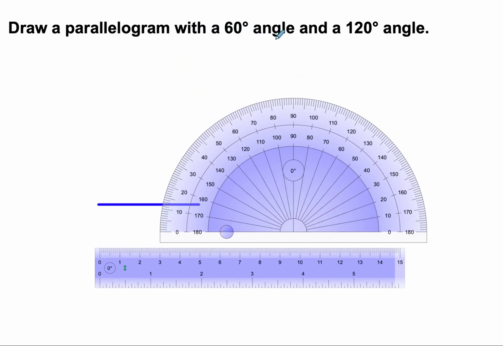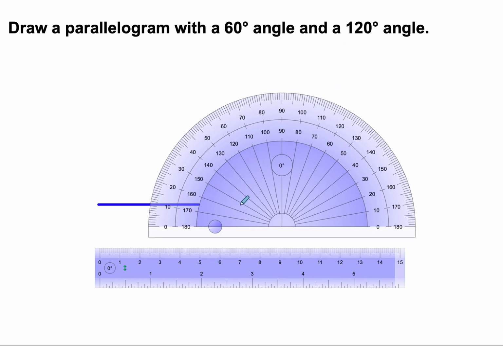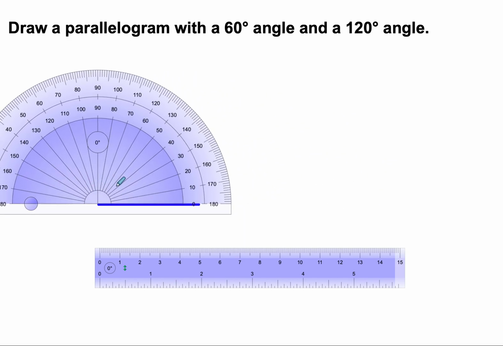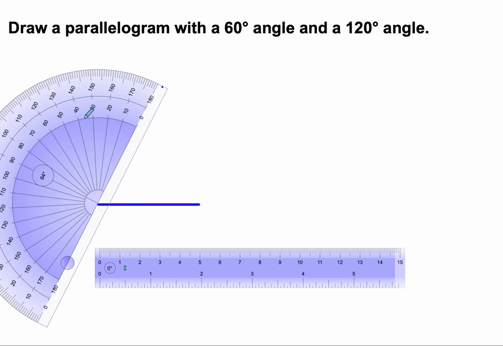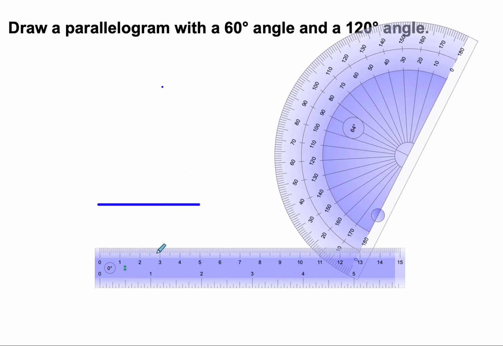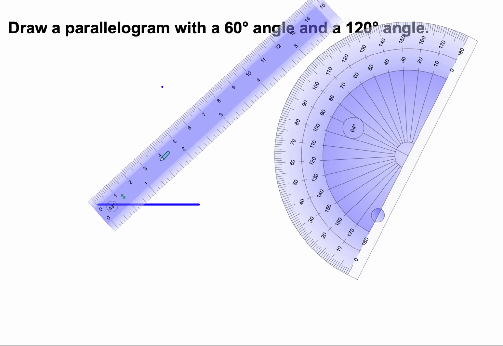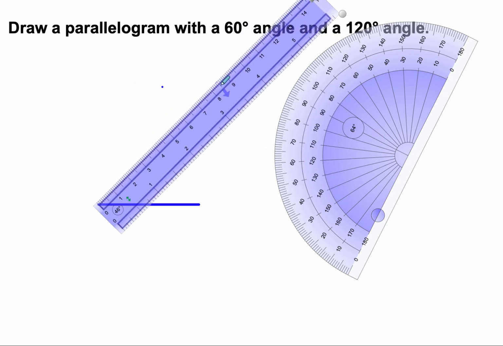All right, we need a 60-degree angle and a 120-degree angle. So just like with the triangles, you're going to take your protractor and line it up at the end of that line segment. You're going to find where it says 60 degrees and make a mark. We're using the 60 on the bottom because our angle is on the right side. Now we're going to rotate our protractor and line up the lines. Now I'm going to switch to my ruler.